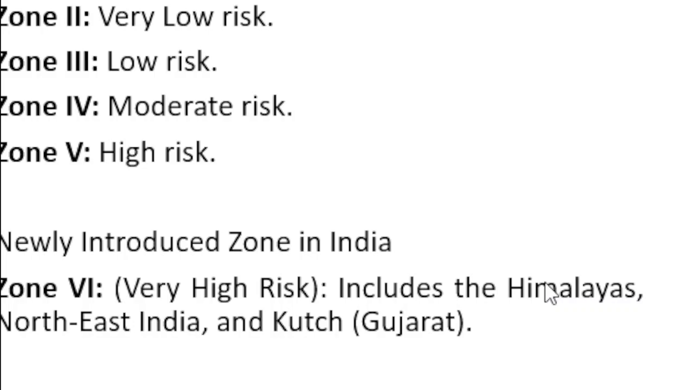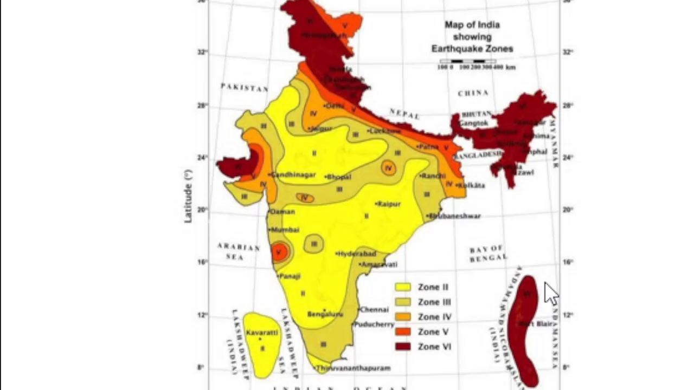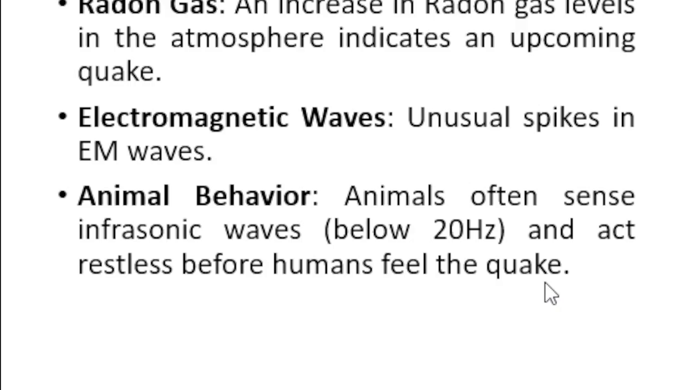India is divided into different seismic zones based on earthquake risk. Zone 2, very low risk. Zone 3, low risk. Zone 4, moderate risk. Zone 5 is high risk. And the newly introduced zone in India, that is Zone 6, very high risk zone, includes the Himalayas, Northeast India and the Kutch region of Gujarat. This is the pictorial diagram of the earthquake zones in India.